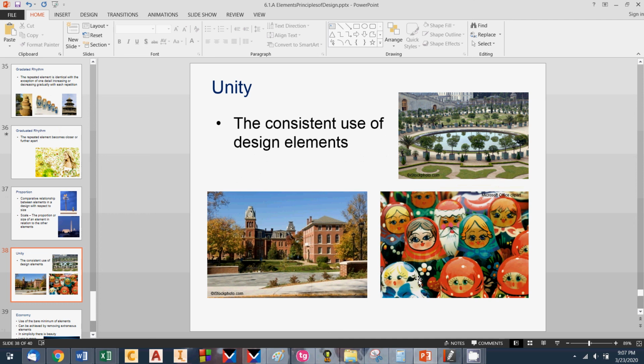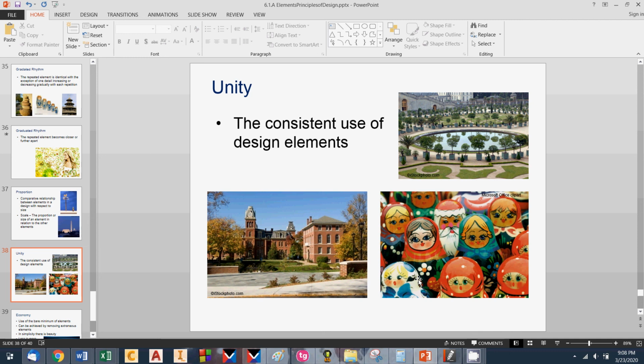Unity is using the same types of elements over and over again. This is similar to pattern, except that we're not even repeating the same things, we're just repeating the same types of themes. Nice college campuses are a good place to see this. You have dozens of buildings. They're all different from each other, but you see unity patterns.